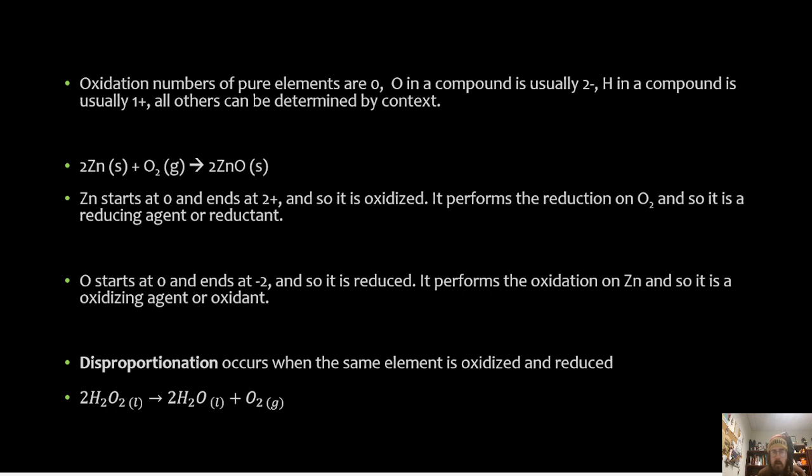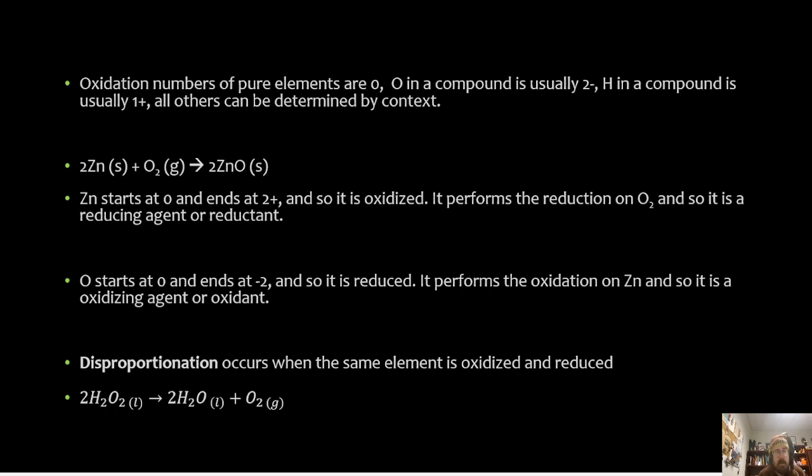Now, a quick reminder on determining charges. Oxidation numbers of all pure elements are 0. Every compound, as long as it's made up of 2 or more elements, has different oxidation states. Oxygen is usually -2. Hydrogen is usually +1. Everything else can be determined by context, where they are in the periodic table and how they balance out.